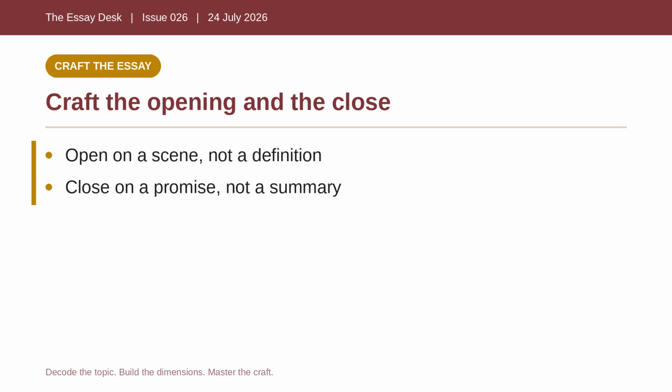Then, when you close, do not summarize what you already said. Circle back to that same scene and convert it into a forward-looking promise. Something like, a nation that finally gives its poorest citizen the same shade as its richest will have kept a constitutional promise, not merely managed a weather statistic. An opening scene and a closing promise, used together, are what lift an essay from competent into memorable.